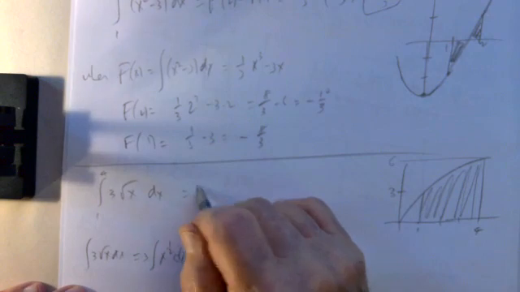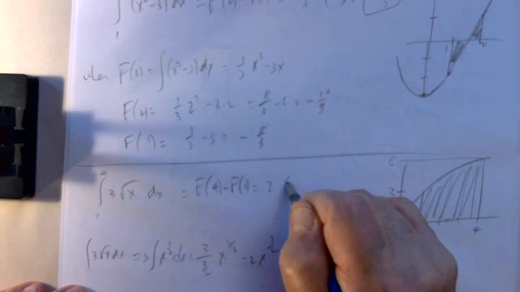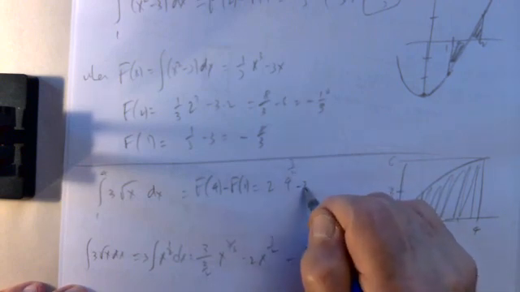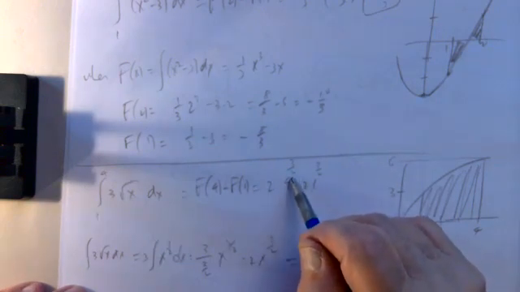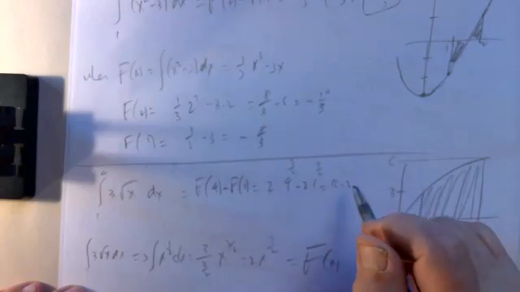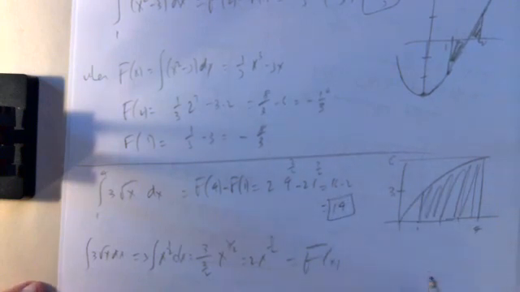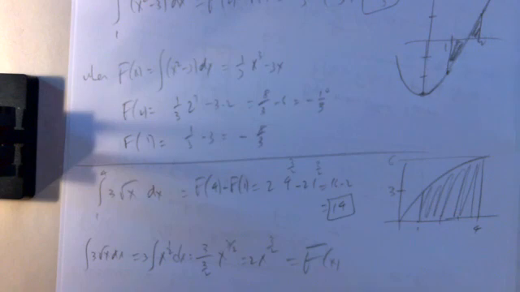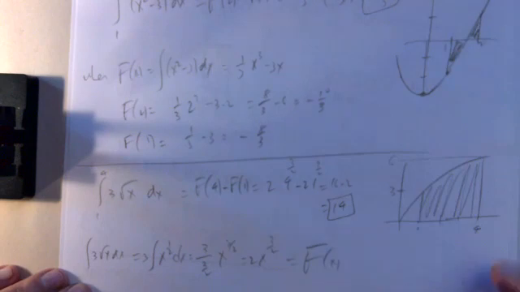So we get F of 4 minus F of 1. That's 2 times 4 to the 3 halves minus 2 times 1 to the 3 halves. Square root of 4 is 2. 2 cubed is 8. 8 times 2 is 16. 16 minus 2 is 14. That's the area under the curve. Any questions about this? This is bread and butter calculus. This is what you have to know on the final, for example.